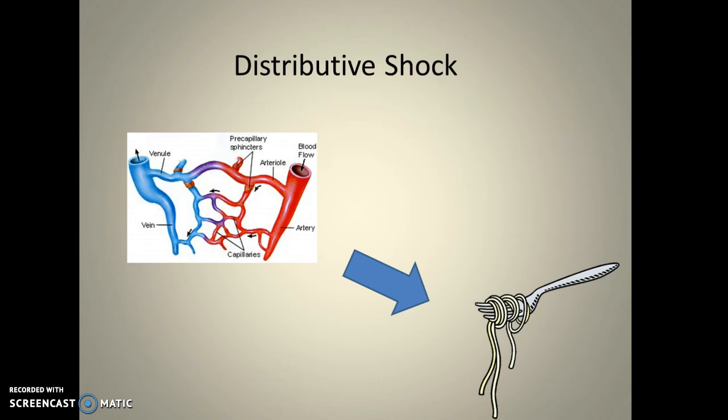So vasodilation is a hyperdynamic process. This is when blood vessels lose their tone and become so open and floppy that there is just not enough blood pressure that can supply organs. Now, the reason for these pictures is you've got your blood vessels nice and sturdy. However, in distributive shock, they literally lose their tone and become floppy, almost like a noodle.